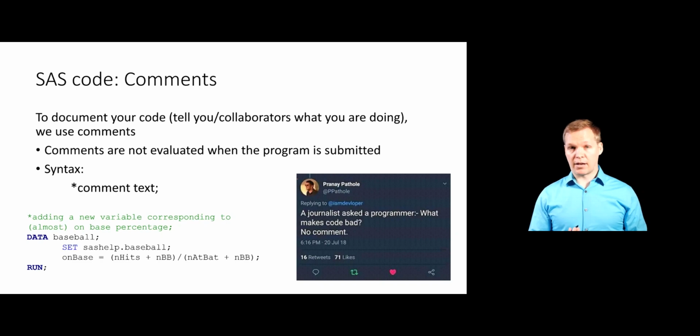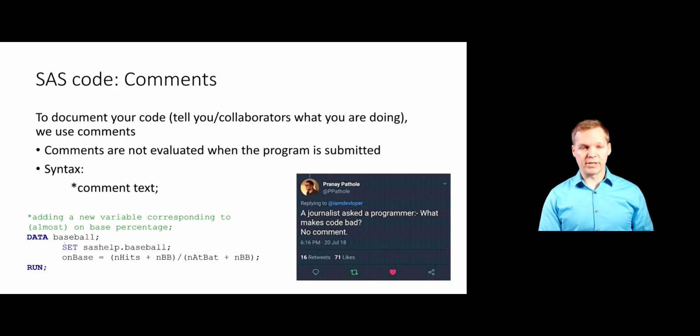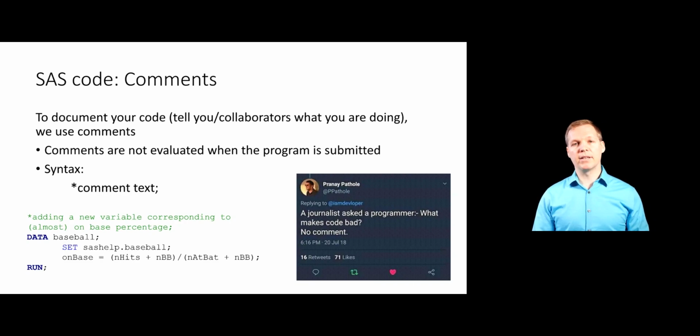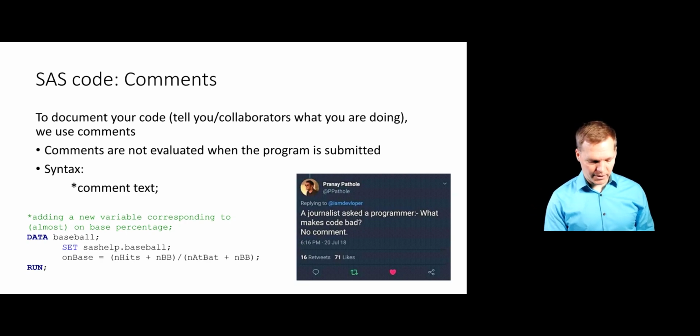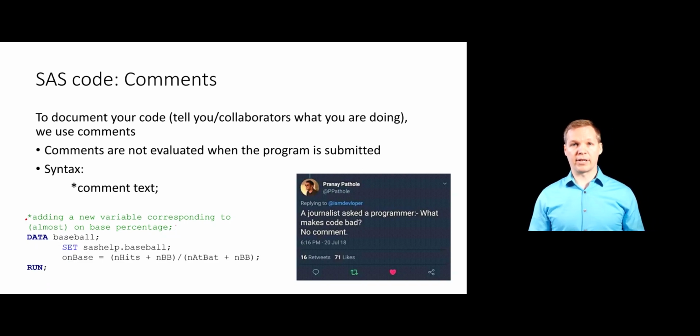Here's an example of a comment. Here I'm going to use a data step to create a new variable called onBase that is sort of an onBase percentage, but not quite. So I have a comment up here that starts with an asterisk and ends with a semicolon. And you can notice that SAS has turned this comment green. That's the common color used for comments.